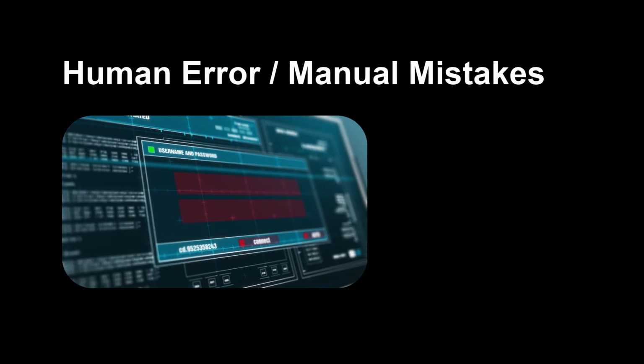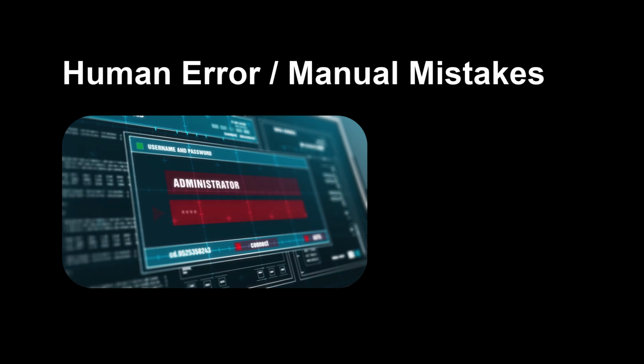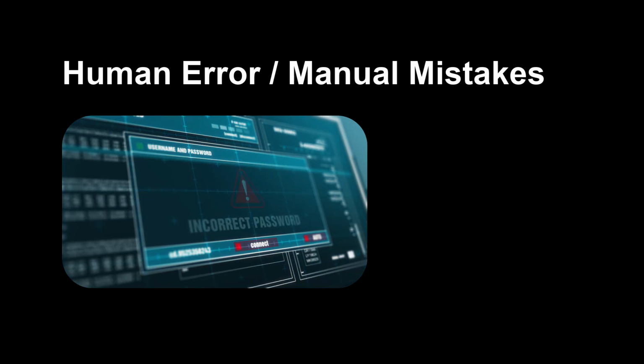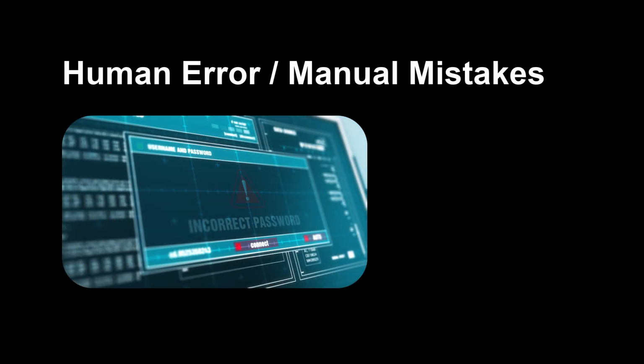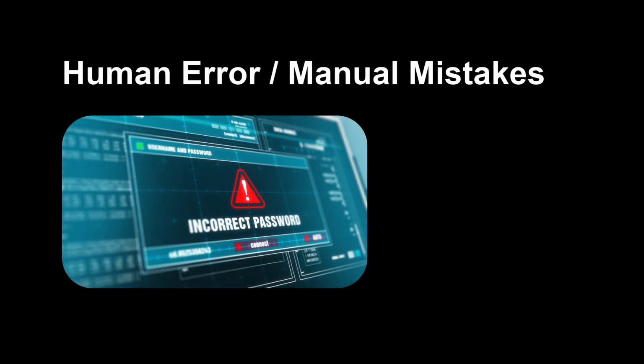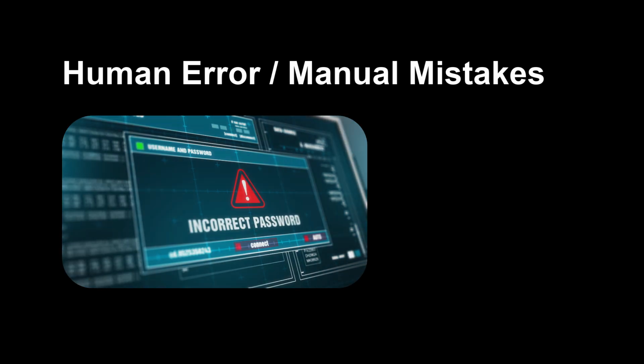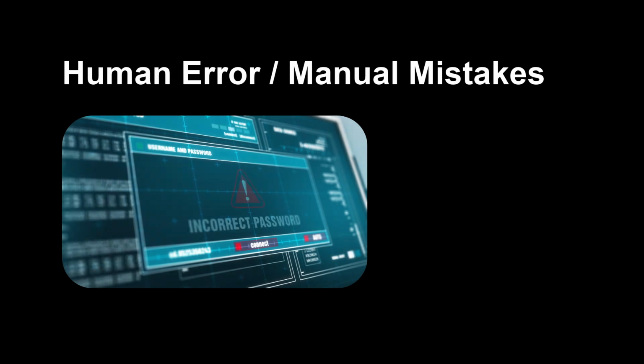There are a couple of things that can affect data accuracy, but the most common one is human error, or just manual mistakes. This usually happens in situations that require human interaction, like configuring files or uploading flat files like Excel or CSV, especially when there's no real-time data validation in place.